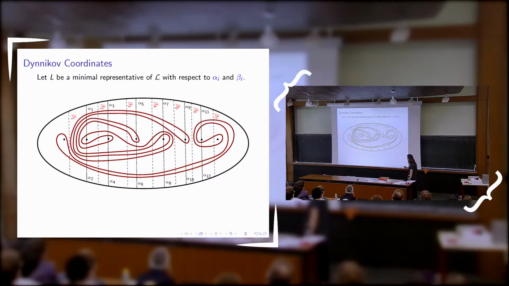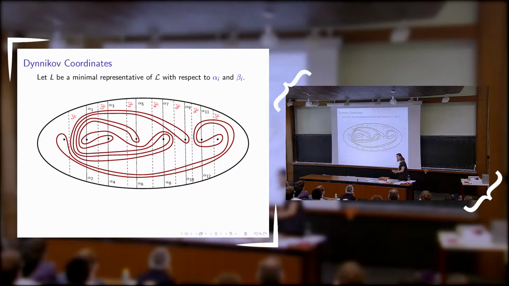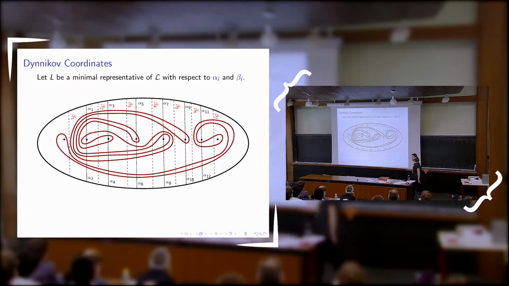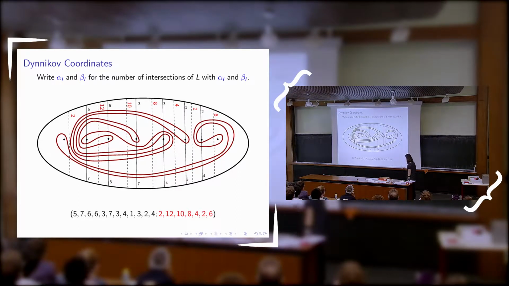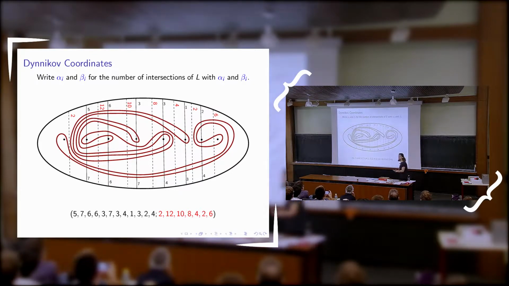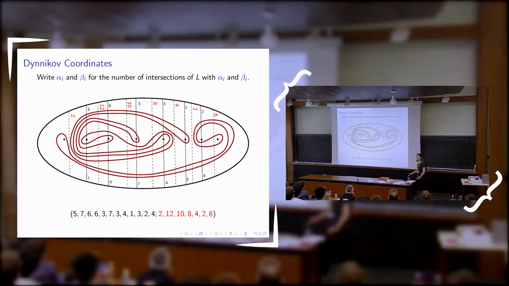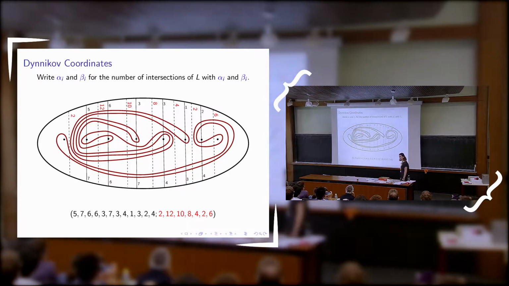And we take a minimal representative of the multicurve with respect to these arcs, which means that the multicurve doesn't form any bigons with these arcs. That's what we do. And then we count the number of intersections of the minimal representative of the multicurve with these edges. And this gives a set of integers, which we call the triangle coordinates of the multicurve.